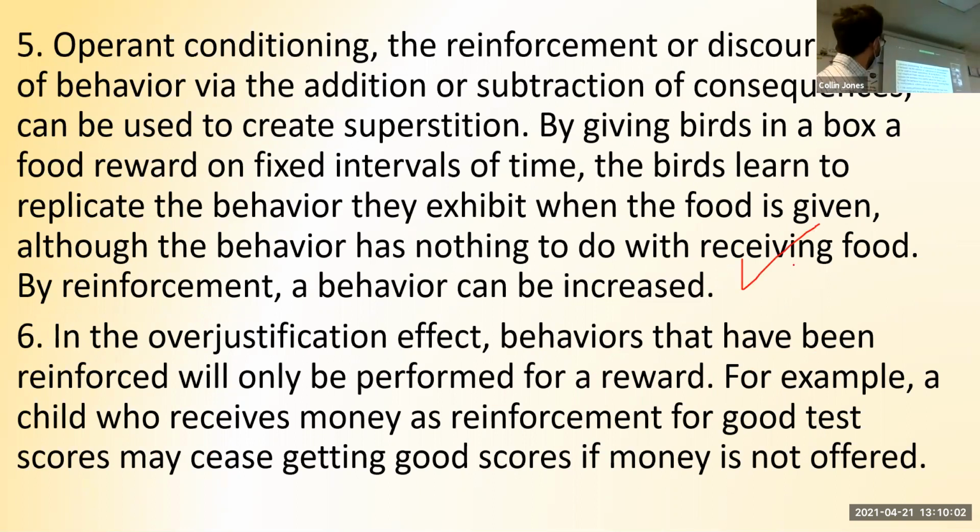How about 6? In the overjustification effect, behaviors that have been reinforced will only be performed for a reward. For example, a child who receives money as reinforcement may cease getting good scores if money is not offered. You think they got point 6?